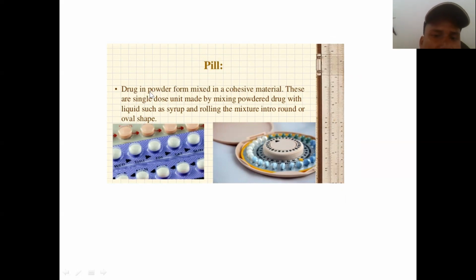It is mixed in consistent materials. These are single dose units made by mixing the powder drug with a liquid such as syrup and rolling the mixture into round and oval shapes. So one ingredient mixed with the powder drug is a liquid, which may be syrup. The pills look like round or oval shapes. So these are the pills.